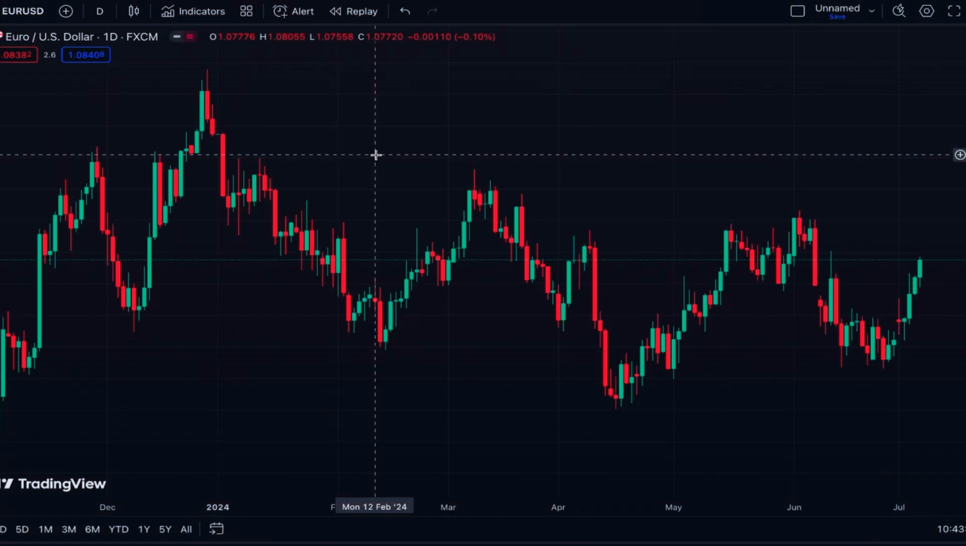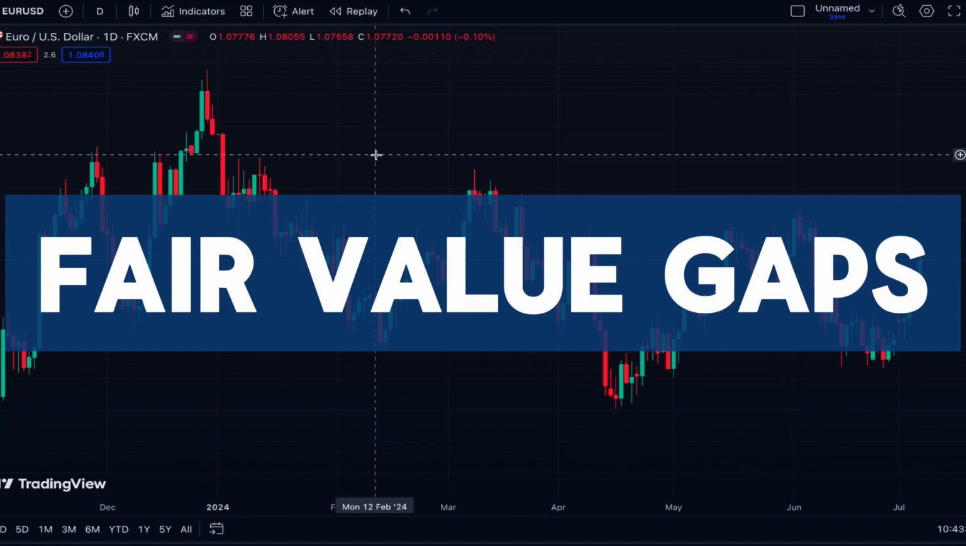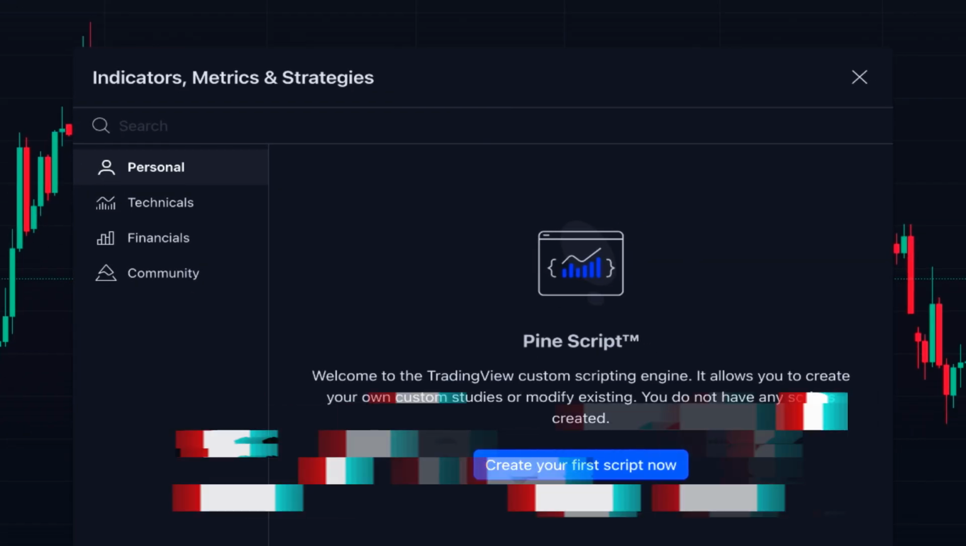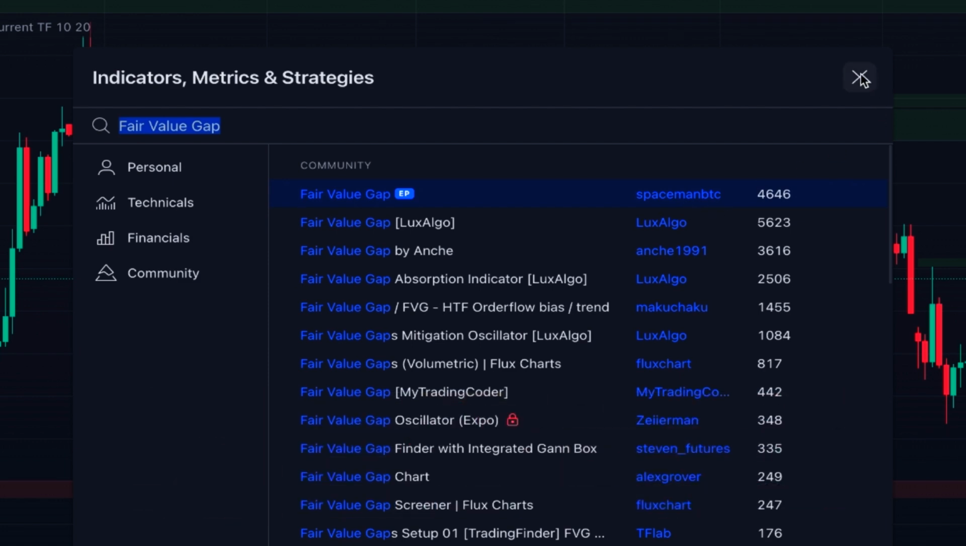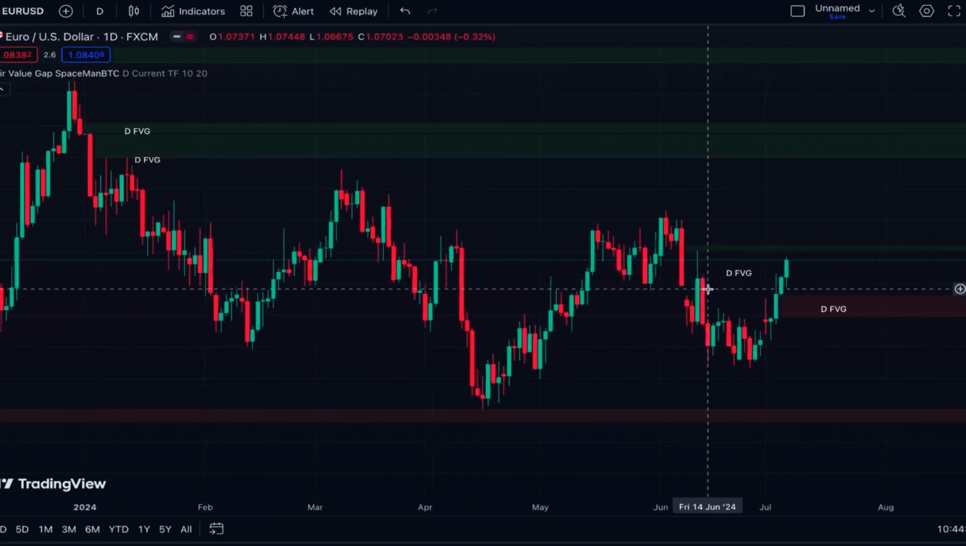The next indicator is related to fair value gaps. For this concept, I will introduce 2 indicators. Here we click on indicators and first we search fair value gap and we add this one, which is an editor's picks indicator written by someone named Spaceman BTC. As you can see, the indicator has identified fair value gaps on the chart.